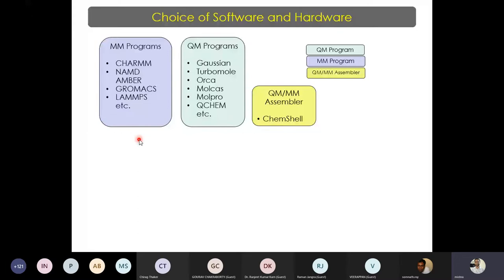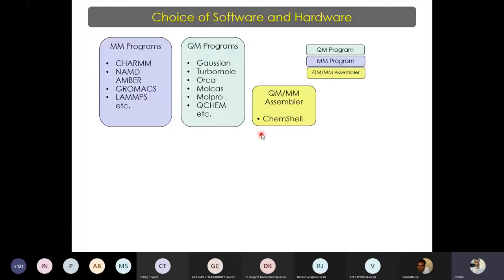Now, the choice of software and hardware. While it is important to know what steps have to be done to do these calculations, these are all very involved programs, and it would take you years if you wanted to rewrite them. Luckily for us, there are many standard software packages we can use to do this calculation. For example, for your MM programs, you have CHARMM, NAMD, AMBER, GROMACS, LAMMPS. There are several QM programs you can use.